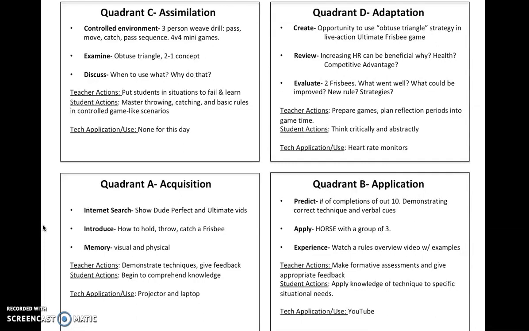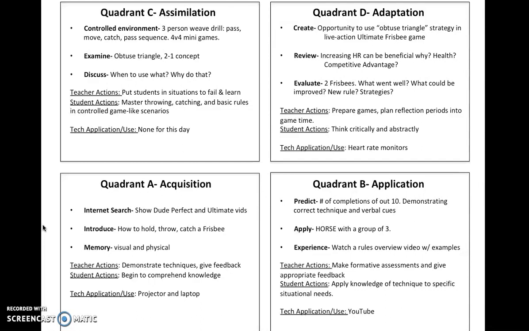And then we'd stop and discuss again. A little more general questions this time. So, when is it a good time to use a long throw? When is it a good time to use a backhand, a forehand throw? And why are you doing this? Why, just using your knowledge and your observations to probe and get them to think about why and when they're doing things.